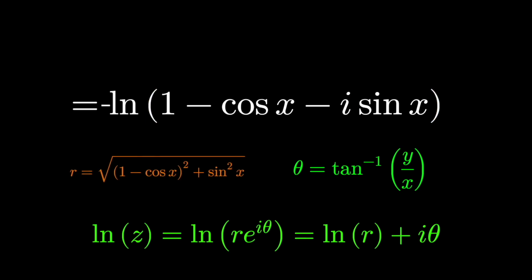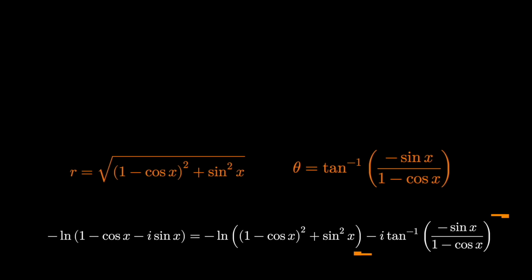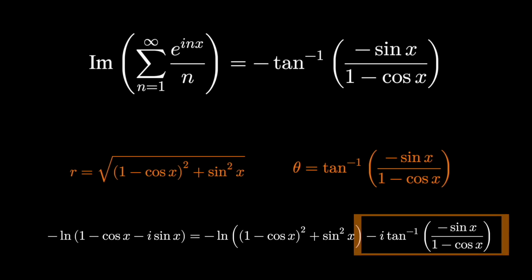r is the square root of x squared plus y squared. Here, the square root of (1 minus cosine) squared plus sine squared. Theta is the inverse tangent of y over x. That's the inverse tangent of minus sine over 1 minus cosine. This is a pretty lengthy equation. Fortunately, if you recall, we were only concerned with the imaginary part of this. We don't even need to worry about the real part. We're only looking at the imaginary part, which is the inverse tangent of sine x over 1 minus cosine x.